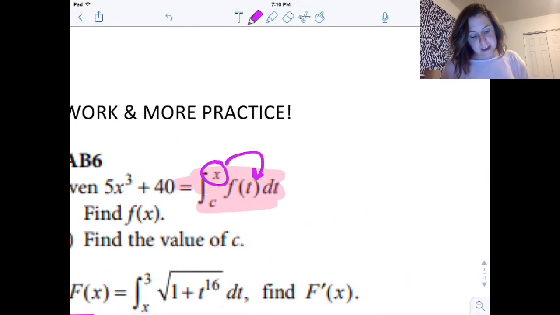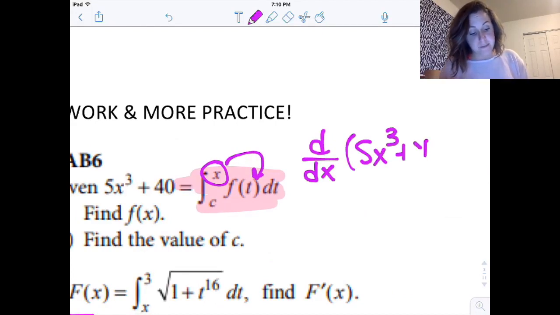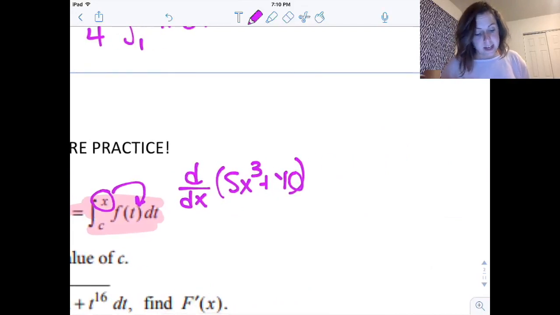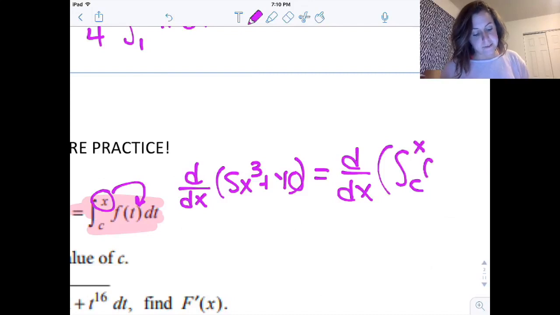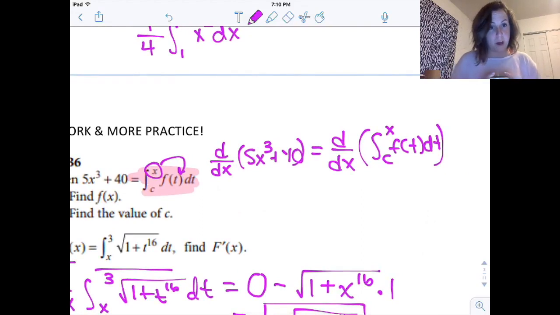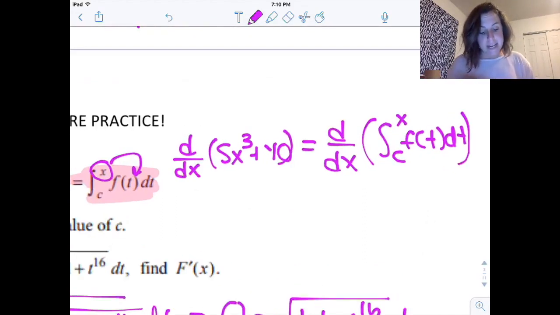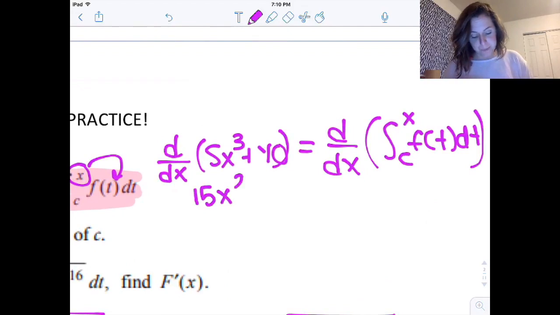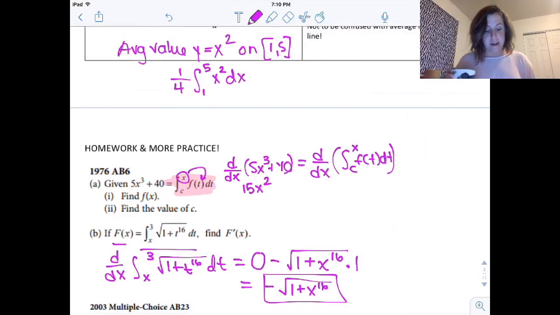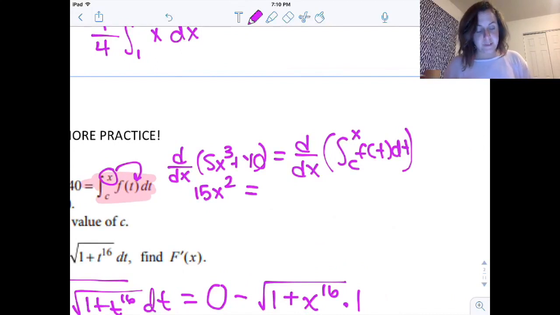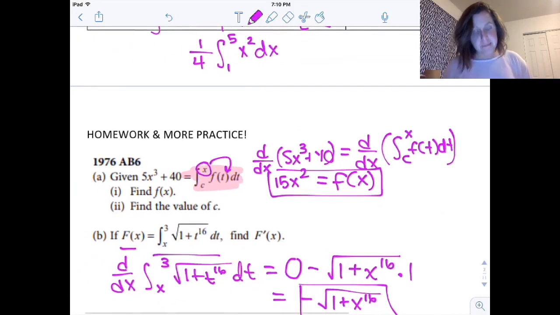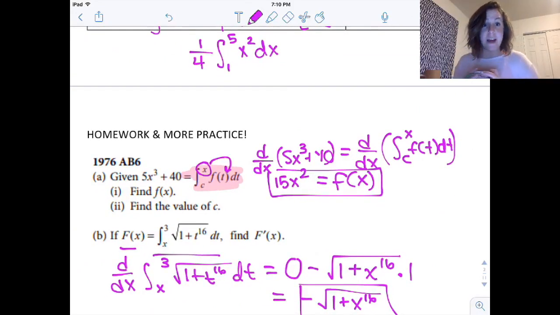So what I'm going to think about here is doing the derivative with respect to x of both sides of my equation. Because as long as I do it to one side and I do it to the other, that shouldn't be an issue. So integral from c to x of f of t dt. And remember, c is just a constant, so ultimately your derivative of that will be 0. So derivative of the left side, this would be 15x squared plus nothing, derivative of 40 is 0. And that equals the derivative of the right side, which is just f of x. So that is f of x.